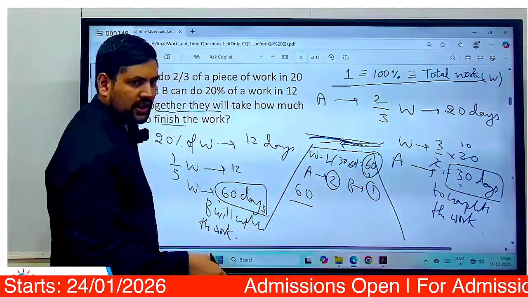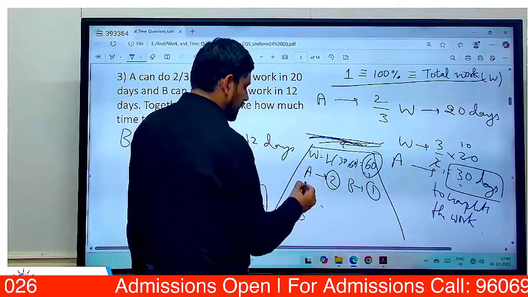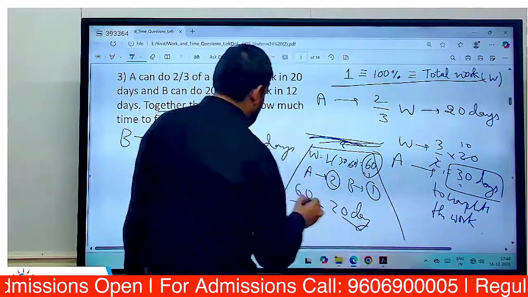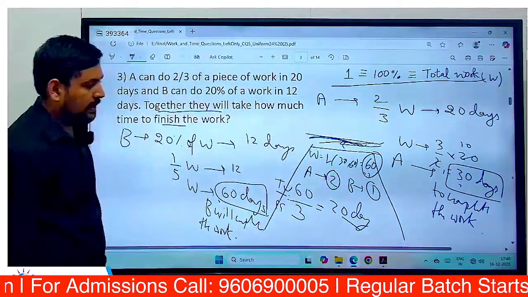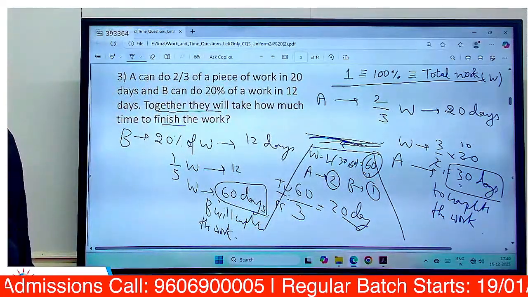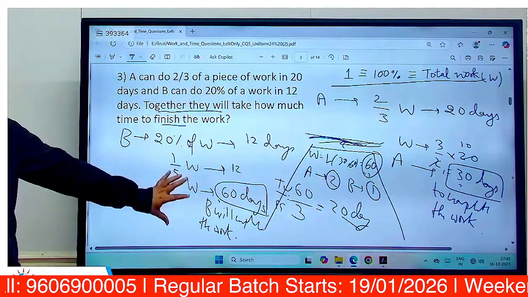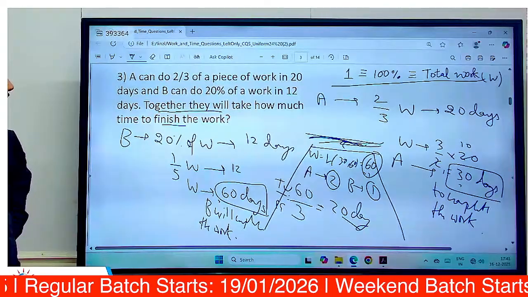Now they are working together, so the efficiencies add: 2 plus 1, 3. 60 by 3, that is 20 days. This is total work upon effective efficiency. Got it? Only one more step is added, that is to get how much time they take to do it alone.